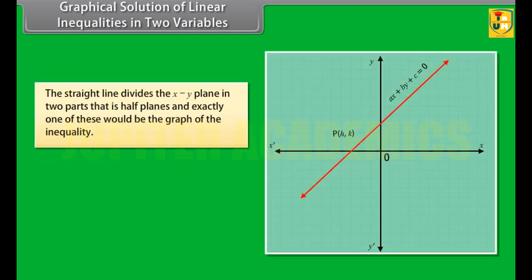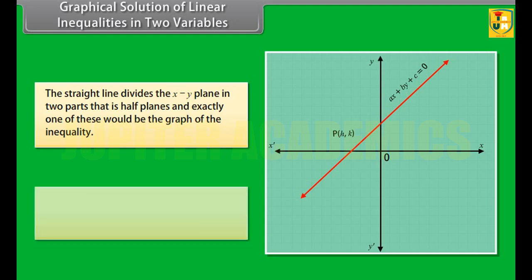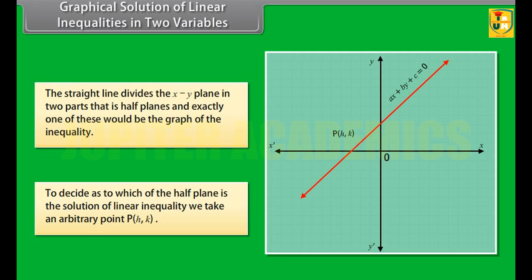The straight line divides the xy plane into two parts, that is, half planes, and exactly one of these would be the graph of the inequality. To decide which of the half planes is the solution of the linear inequality, we take an arbitrary point P(h, k). There are two cases.